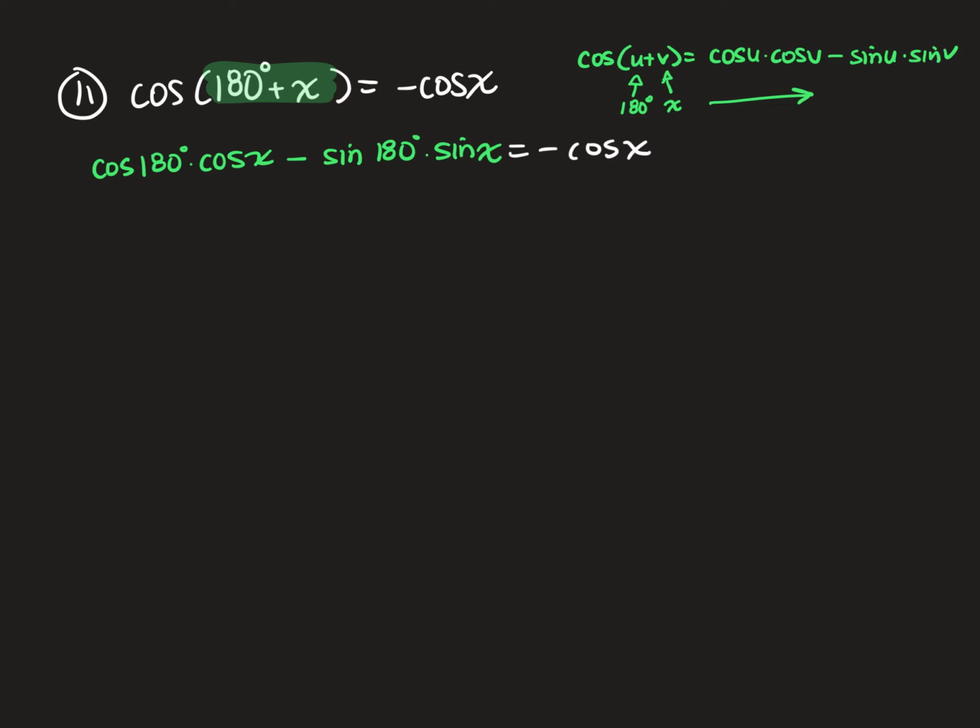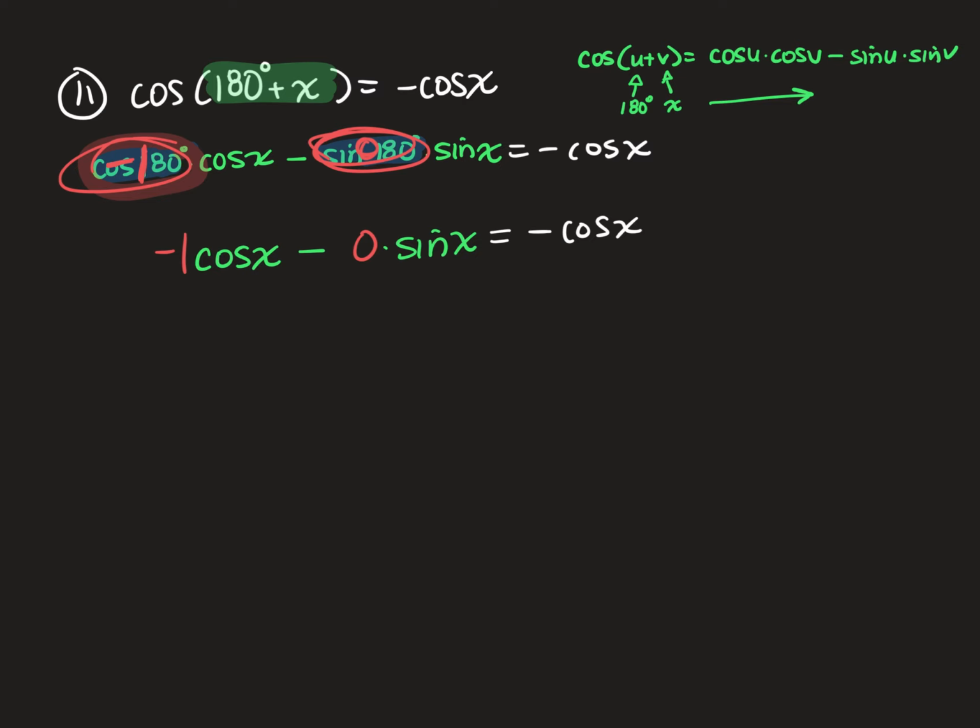Again, when you use sum and difference, this is going to almost always happen where you have a couple of values that you can actually look to your unit circle for. So we look at the unit circle, and hopefully we recognize that the cosine of 180 is just negative 1. And we recognize that the sine of 180 is 0. So when I rewrite this, I'm going to have negative 1 times the cosine of x minus 0 times the sine of x. And I've got to show that that equals negative cosine of x. Well, that's a pretty simple simplification at that point. So negative 1 cosine of x, yep, that is going to be negative 1 cosine of x.